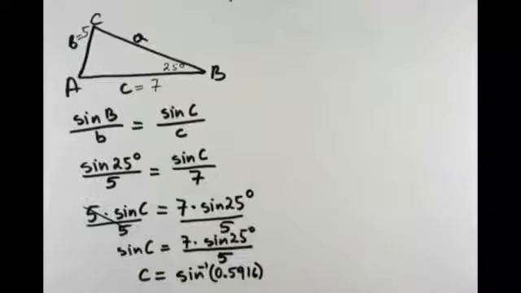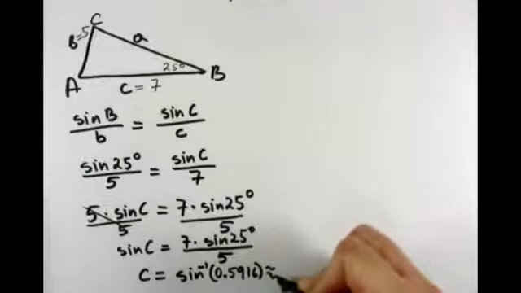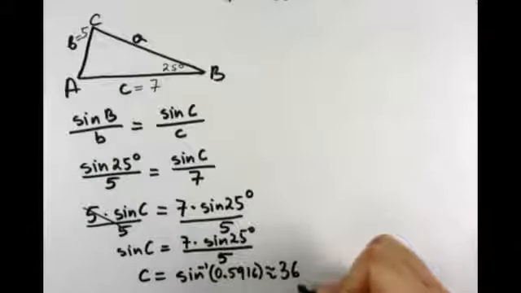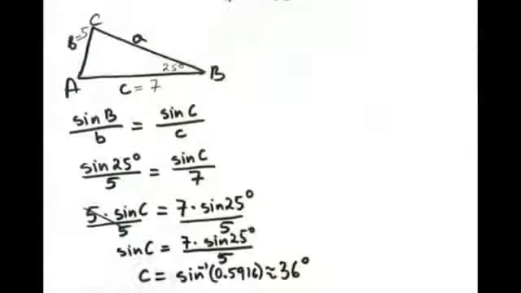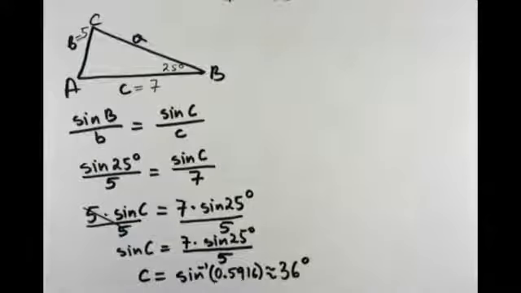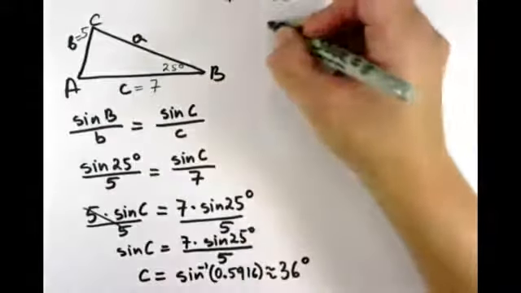0.591666, and now I'm going to use sine inverse of my answer, and then I'm getting that the angle C is approximately 36.27, so I'm going to keep it to the whole degree, which gives me approximately 36 degrees. So we have angle C. Now we can find angle A.